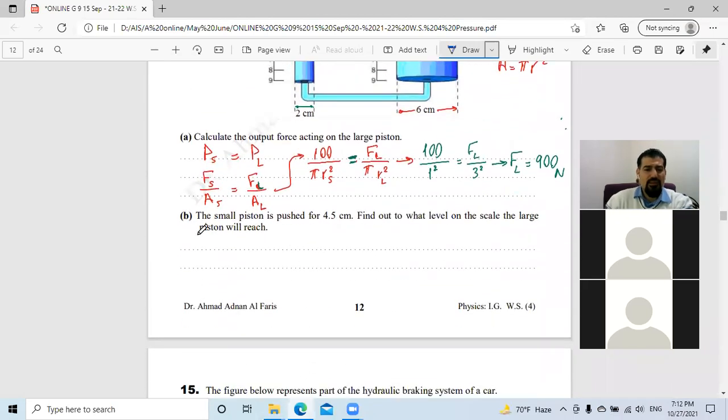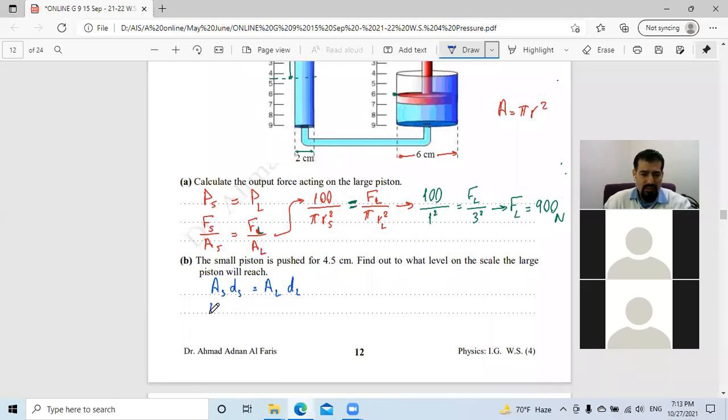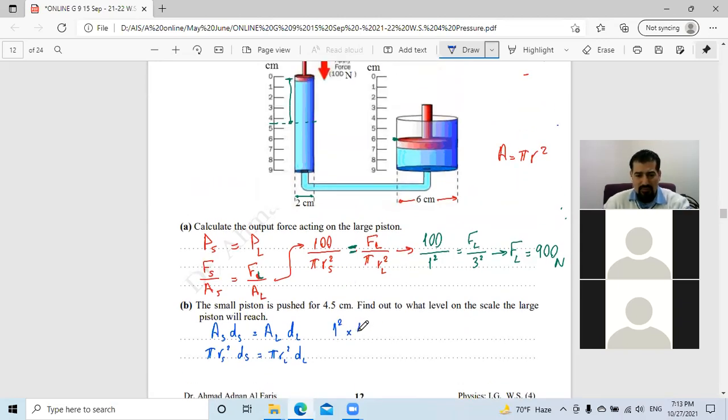So area for the small piston multiplied by the distance moved by the small piston equals area for the large piston multiplied by the distance for the large piston. Now we know that area is equal to pi r square, right? Pi with pi, they cancel out each other. So the radius for the first piston is 1, square, multiplied by the distance moved, they tell us it's 4.5.